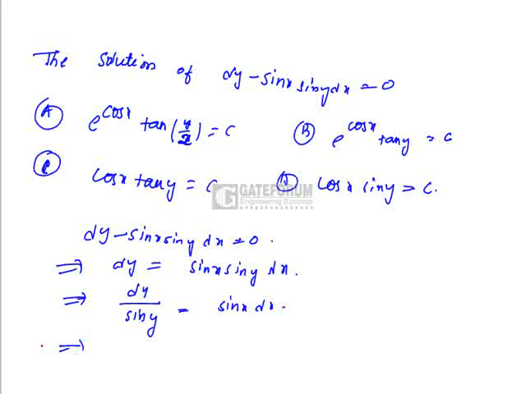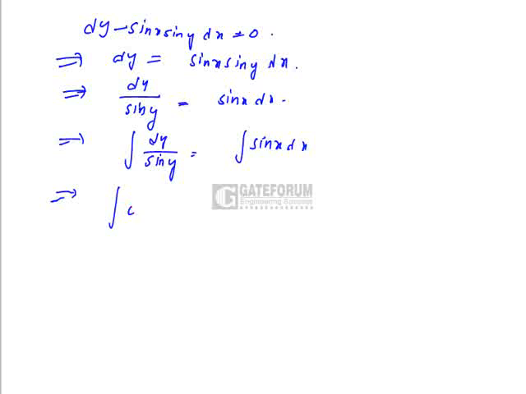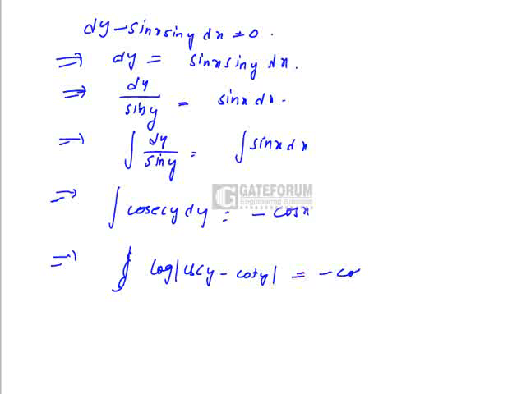Now we'll integrate on both sides. So it will be integral of dy by sin y is equal to integral of sin x into dx. Now this can be written as cosecant y dy, and integration of sin is nothing but minus cos x. Integration of cosecant is log mod cosecant minus cot. So this can be written as log mod cosecant y minus cot y, that is equal to minus cos x.